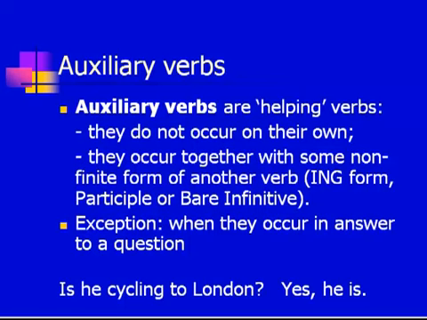The exception to the rule that they do not occur on their own is when you're giving an answer to a question, such as, is he cycling to London? Then you can say, yes, he is. But you can only say, yes, he is, because it's obvious then from the context, from the preceding question, that what you're really communicating is that, yes, he is cycling to London.